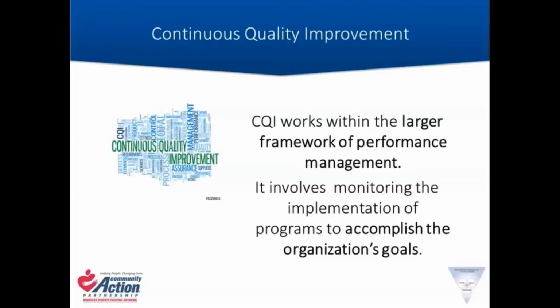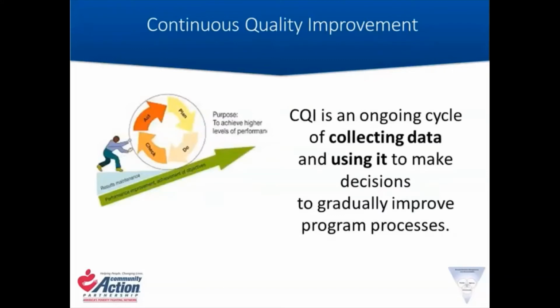And in order to do that, you need to be able to see how you could collect the data that is a part of your performance and use it to make decisions. And that will help you to gradually improve your program processes. You see a little graphic here on the left of the slide. The little words are plan, do, check, and act. And it's really one of many quality improvement cycles.